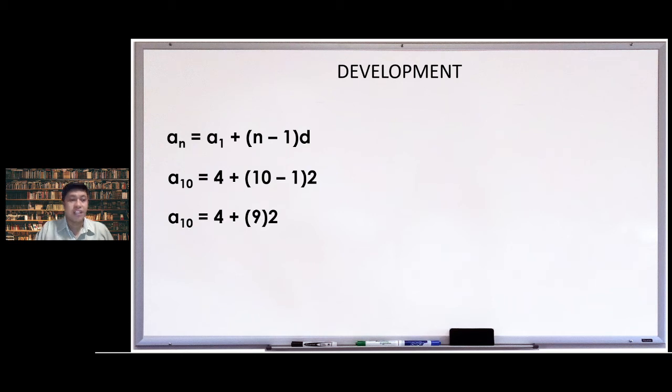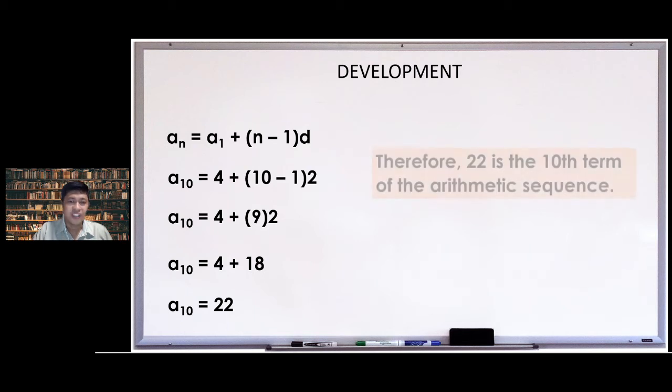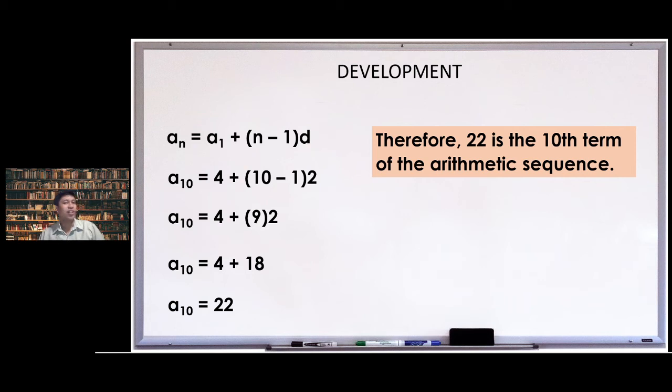Let us continue. So our a sub 10 now is equal to 4 plus, what is 10 minus 1? Very good, that is 9 times 2. So 9 times 2 is 18. Therefore, a sub 10 is equal to 4 plus 18. So your 10th term now is equal to 22. Therefore, 22 is the 10th term of the arithmetic sequence. Is that clear?